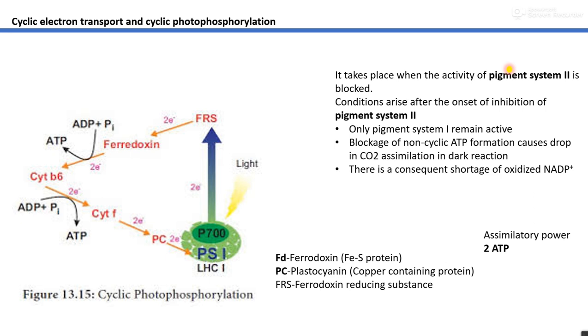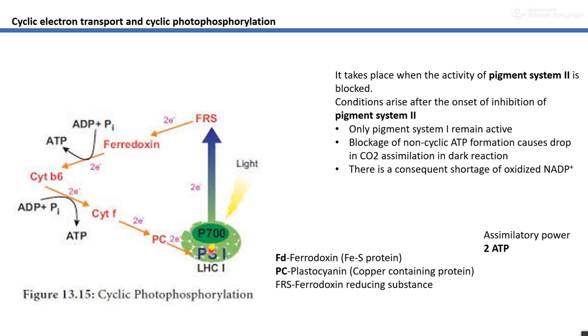Now I would like to discuss cyclic electron transport, or cyclic photophosphorylation. In contrast to non-cyclic electron transport, cyclic electron transport involves photosystem 1, and it takes place if the activity of pigment system 2 is blocked. Pigment system 2 can be blocked by a specific inhibitor or by using wavelengths greater than 680 nanometers. When pigment system 2 is blocked, these conditions arise: first, only pigment system 1 remains active; second, photolysis of water does not take place; third, blockage of non-cyclic ATP formation causes a drop in CO2 assimilation in the dark reaction; and fourth, there is a consequent shortage of oxidized NADP+.